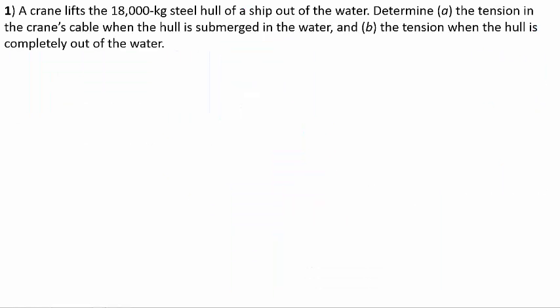So we have a crane which is lifting an 18,000 kilo steel hull ship out of the water. So we've got a wreck in the water. Determine first the tension in the crane's cable when the hull is submerged, and second, the tension when the hull is completely out of the water.